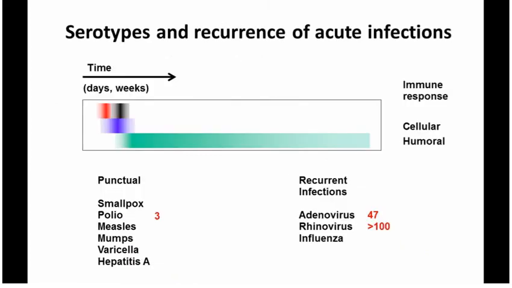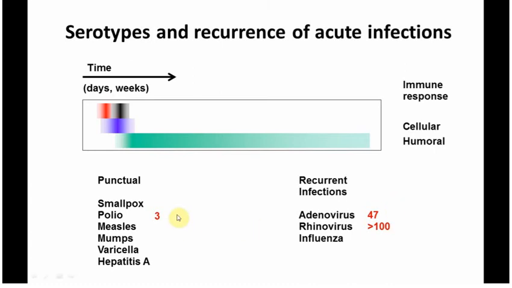And this is important because this explains why some acute infections you get once in your life. Smallpox, when it existed, people caught it once and then they were immune for the rest of their lives. The same is true for measles, mumps, chickenpox, and varicella. Whereas for other acute infections, you can get infected pretty much every year. So that's true for adenovirus and rhinovirus, which can cause colds and respiratory disease.